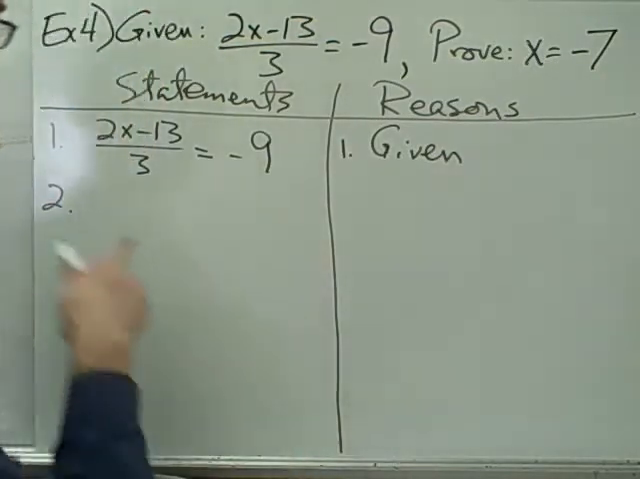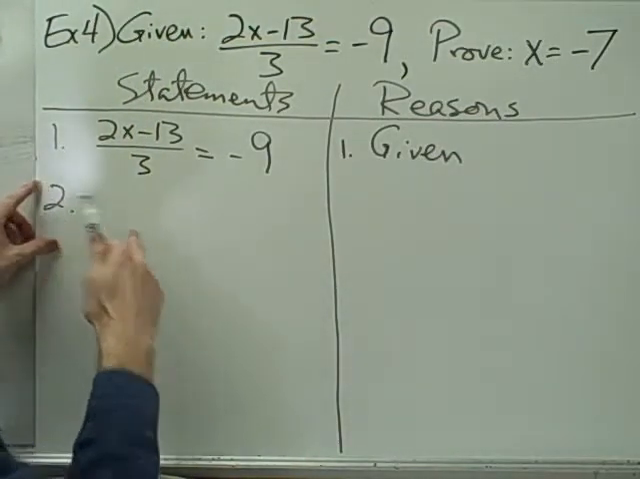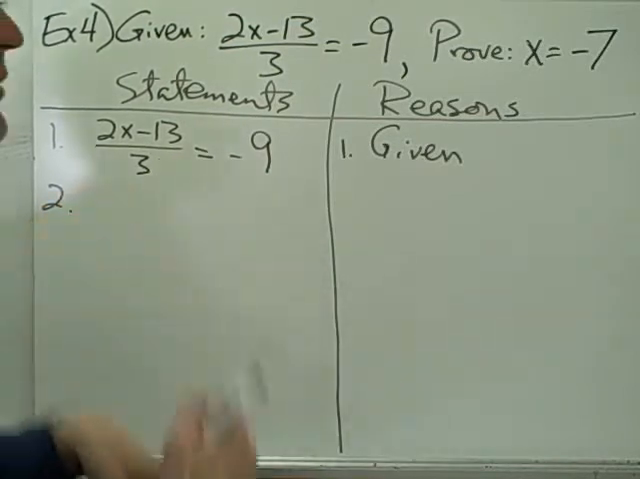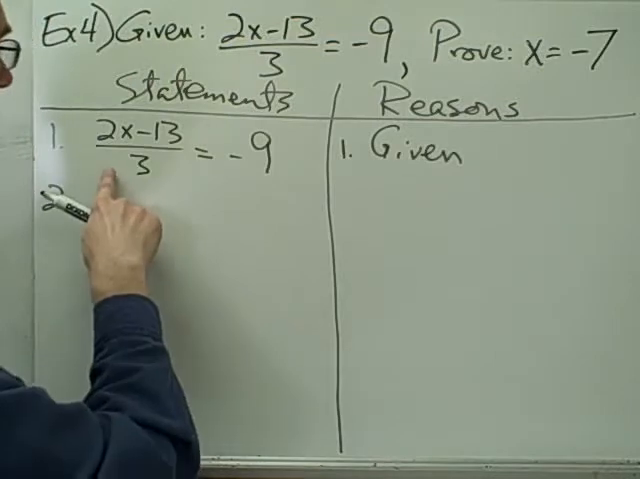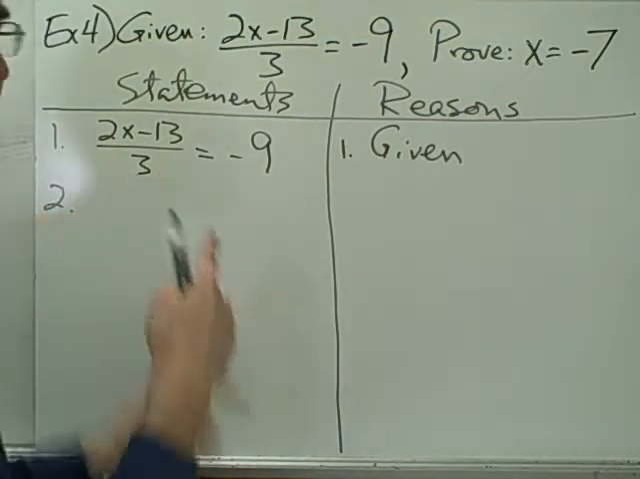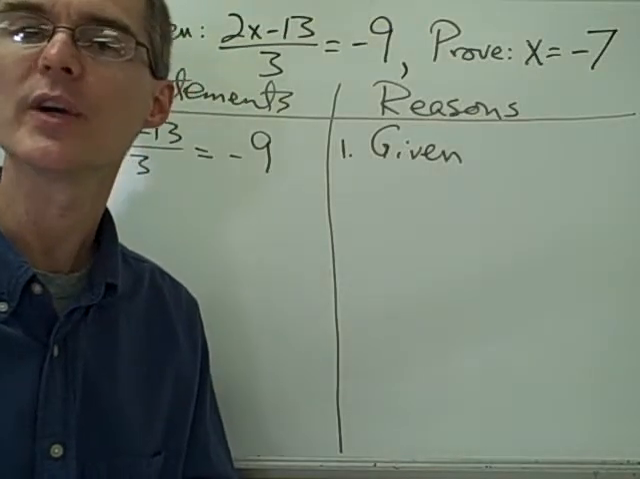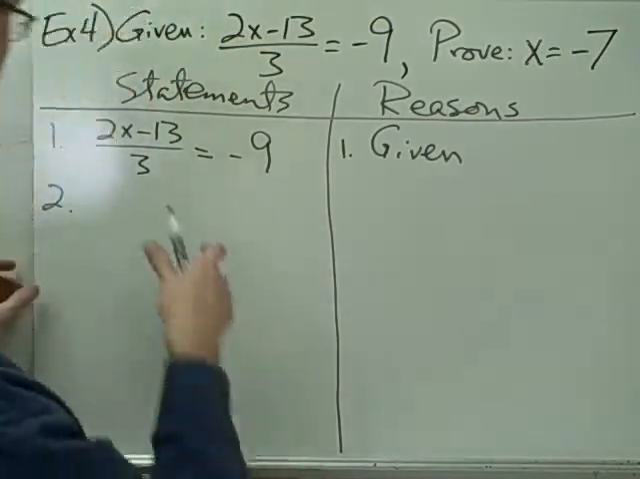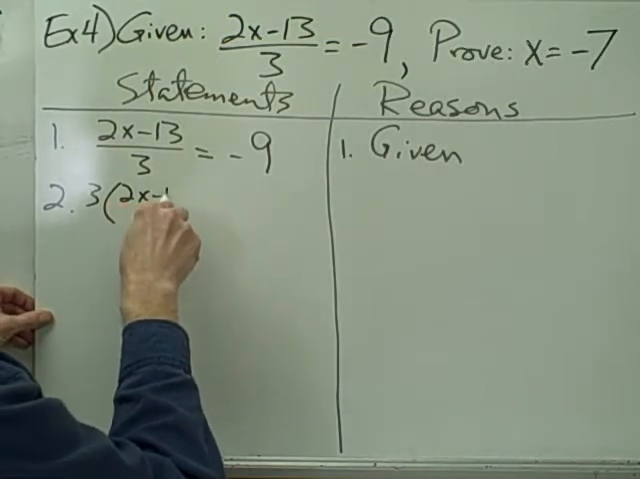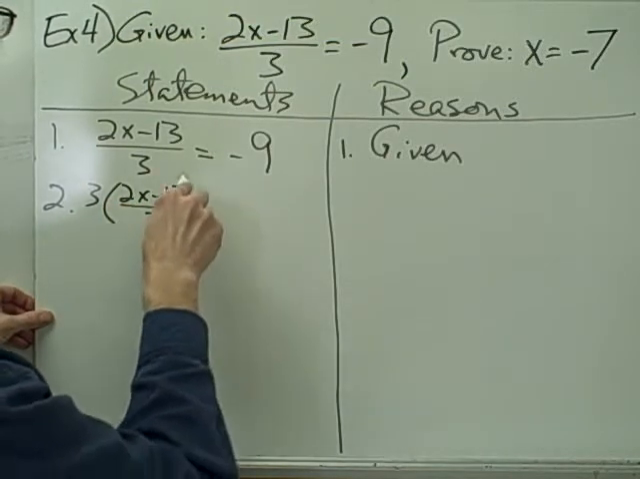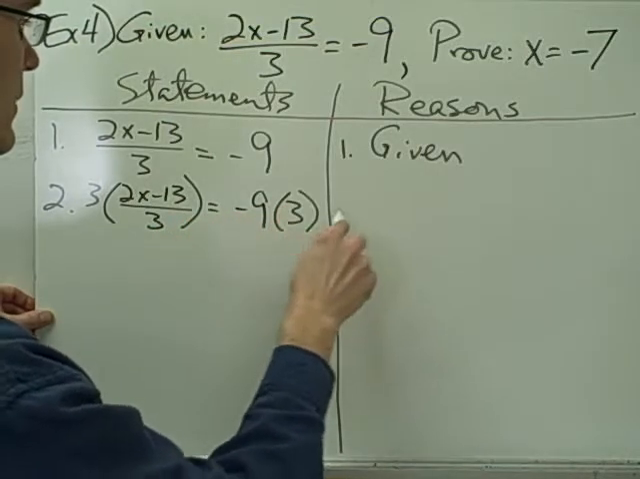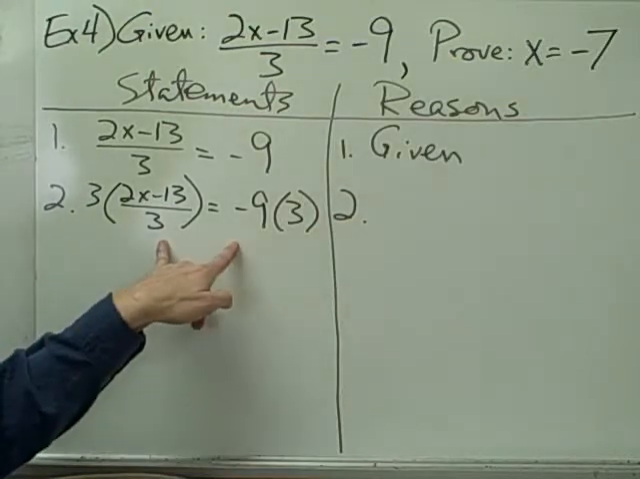Now, the first thing I want to do here for my step number 2 is multiply both sides of my equation by 3. The reason I want to do that is if I multiply both sides of my equation by 3, then that's going to allow me to cancel out my 3 in the denominator here. I'm essentially going to be getting rid of my fraction. So if I multiply both sides of this equation by 3, then it will look like this.